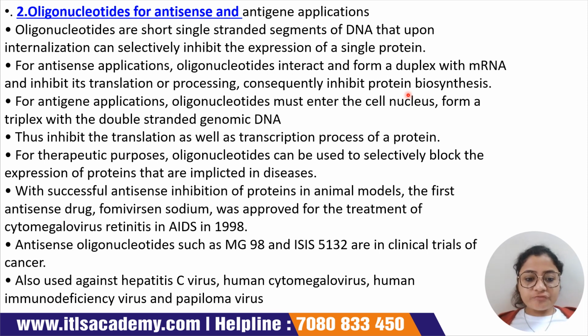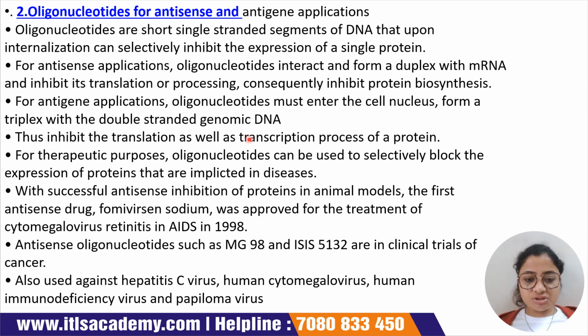Okay. So for antisense applications, oligonucleotides interact and form a duplex with mRNA and inhibit its translation or processing, consequently inhibiting the protein biosynthesis. So basically the concept is that since we are trying to inhibit the protein production, and the protein will be forming from the RNA, that is the mRNA, if that oligonucleotide can go and form a duplex with that mRNA and inhibit the mRNA, then automatically the protein biosynthesis will be stopped, isn't it? So that is how these oligonucleotides are working.